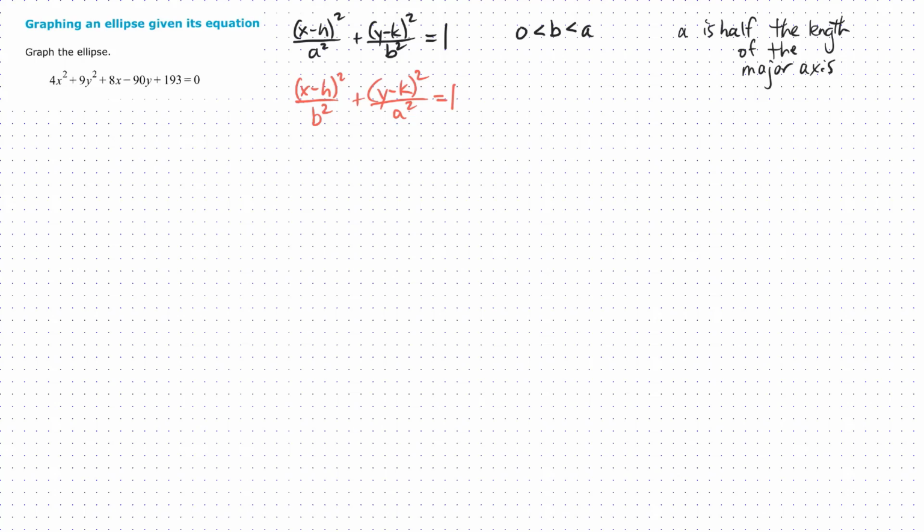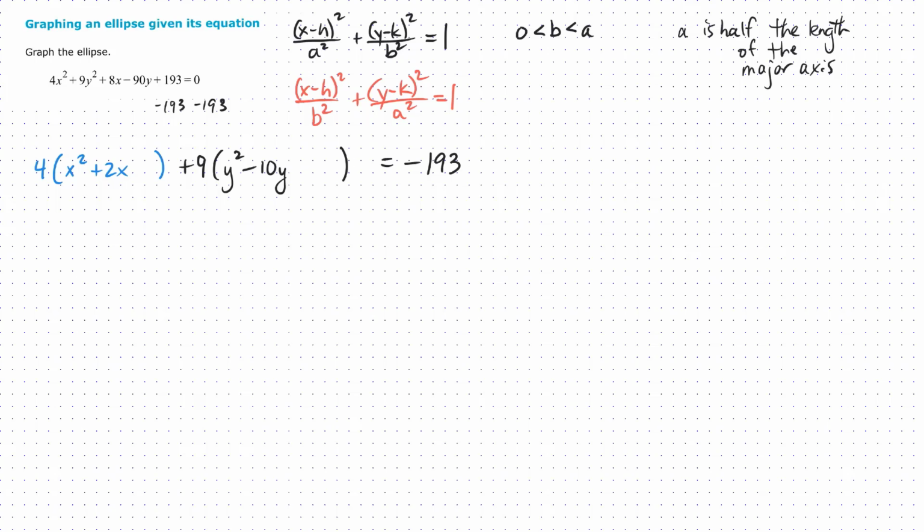Let's complete the square for our problem. I'm going to write 4 parentheses x squared plus 2x and then leave a blank. We're going to try to complete the square here. So plus 9 parentheses y squared minus 10y and then leave a blank. Now what I'm going to do with this plus 193, I'm actually going to subtract it from both sides. So that way I'm going to leave it on the left hand side. So negative 193 is on the left hand side of the equation. We are now ready to complete the square.